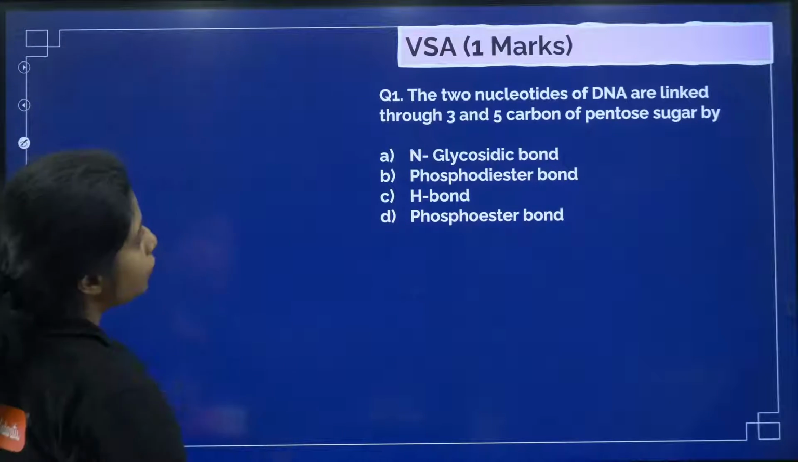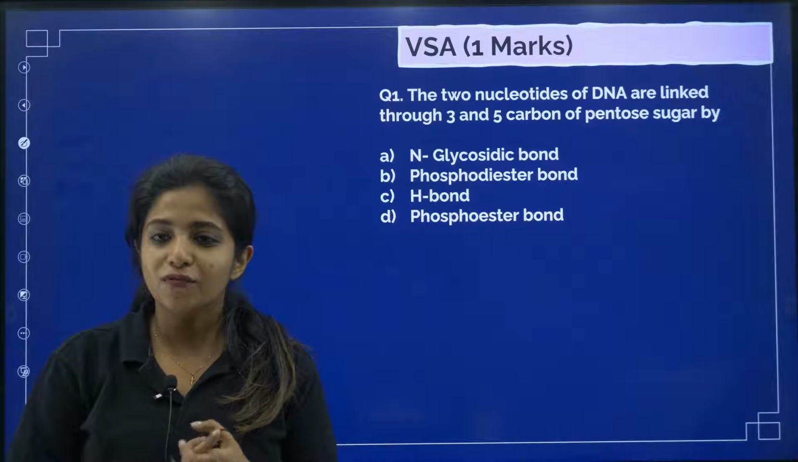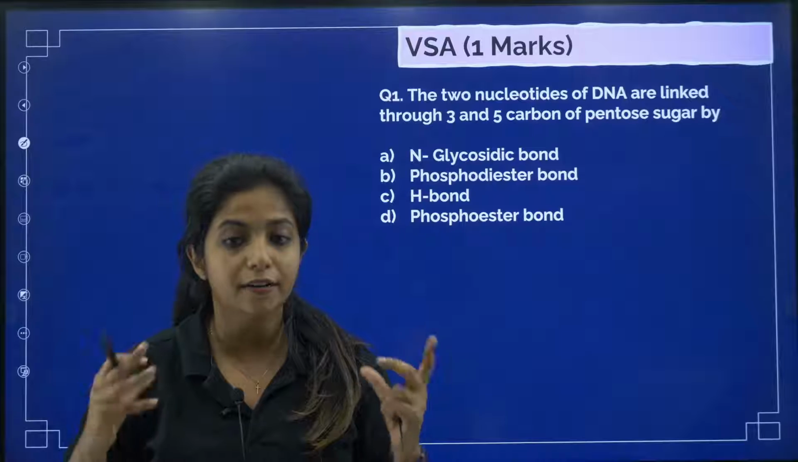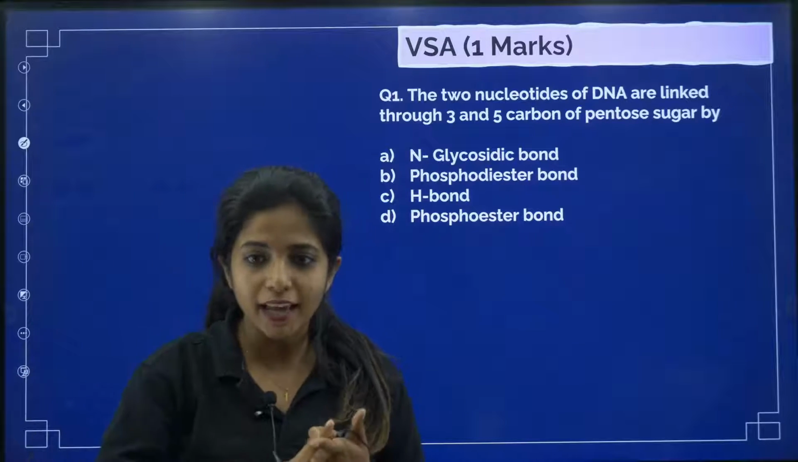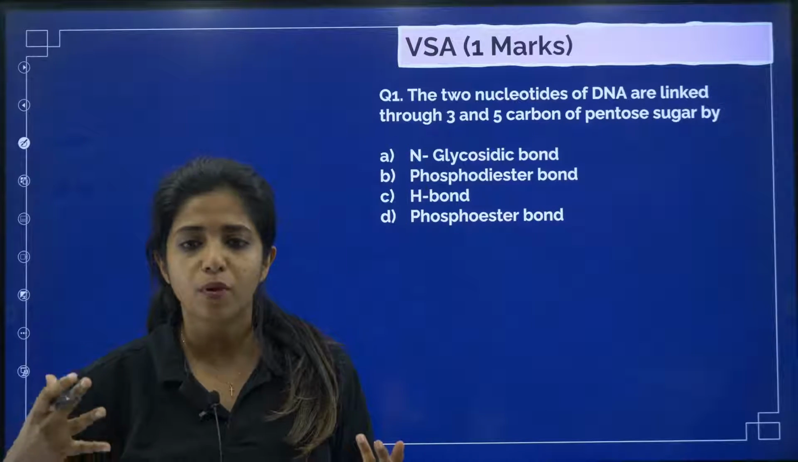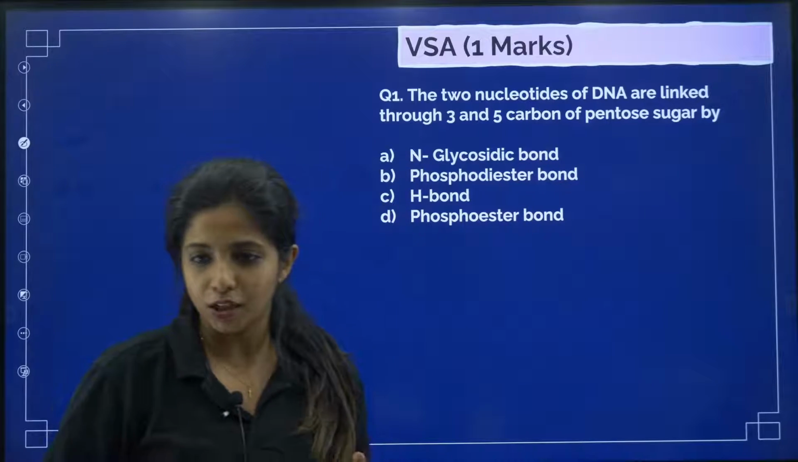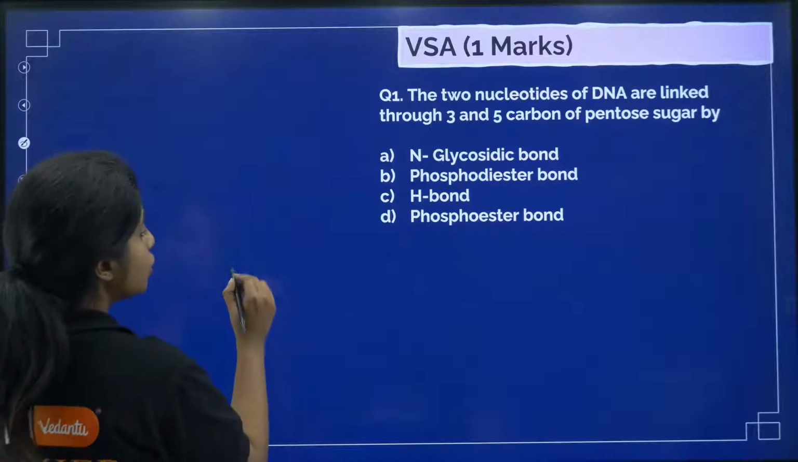Starting with the first question. The 2 nucleotides of DNA are linked through 3 and 5 carbon of pentose sugar by what bond? N-glycosidic bond, phosphodiester bond, H bond or phosphoester bond. What do you think is the answer for this? They are asking you about the 2 nucleotides.